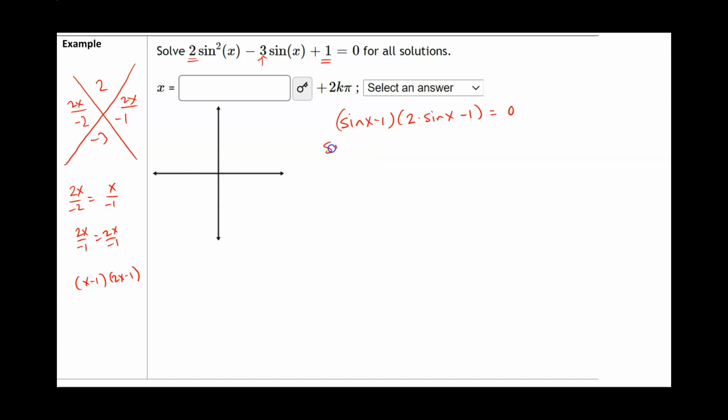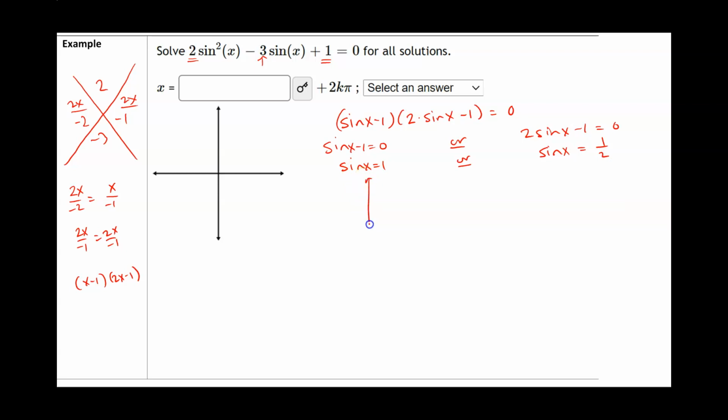Zero product property tells us that sine of x minus 1 is equal to 0, or 2 sine of x minus 1 is equal to 0. And now we have to solve both of these. So for the first one, if I get the sine by itself, I'm going to get sine of x equals 1. And on the other side, I'm going to get sine of x equals 1/2, if I solve for sine of x.